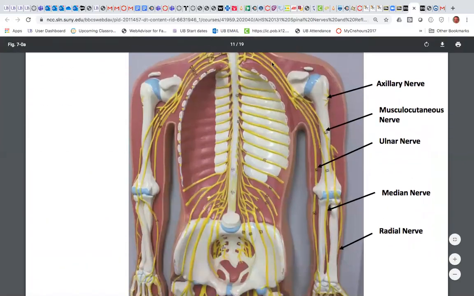So here, now the brachial plexus, please mute your mics if it's on. I hear someone's on.